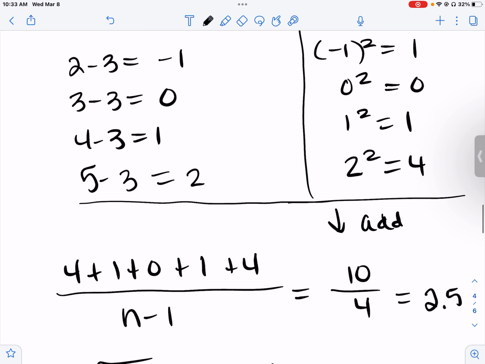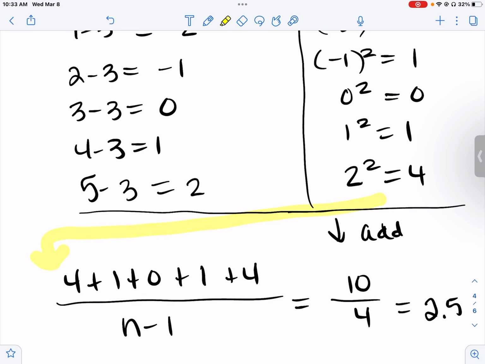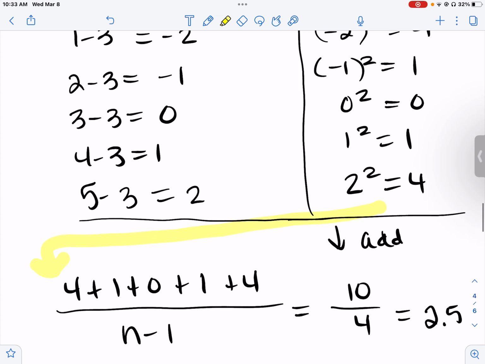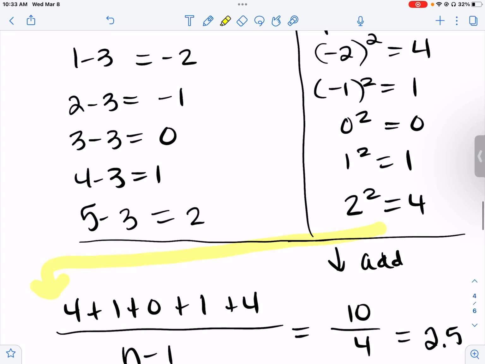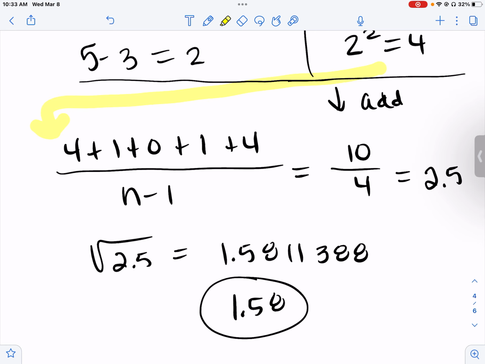Okay, so we add those numbers. So 4 plus 1 plus 0 plus 1 plus 4. We add these numbers in that second column, and we divide by n minus 1. Now how many numbers were there? 1, 2, 3, 4, 5. There were 5 numbers, so 5 minus 1 is 4. 10 divided by 4 is 2.5, and then you take the square root. Rounded to 2 decimal places is 1.58.